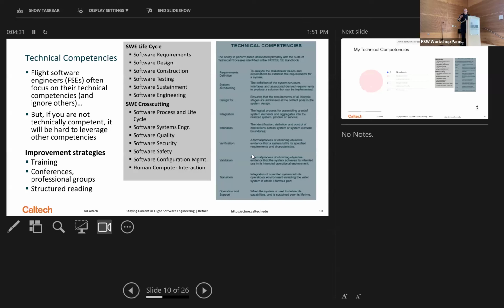Now, when I say structured reading, I don't mean reading a journal article like you would read a romance novel. What I mean is reading it with your highlighter out, underlining key parts, identifying areas that you want to go back and study deeper, et cetera. Something where you're really trying to acquire knowledge, not just entertaining yourself with something that's fun to read about.